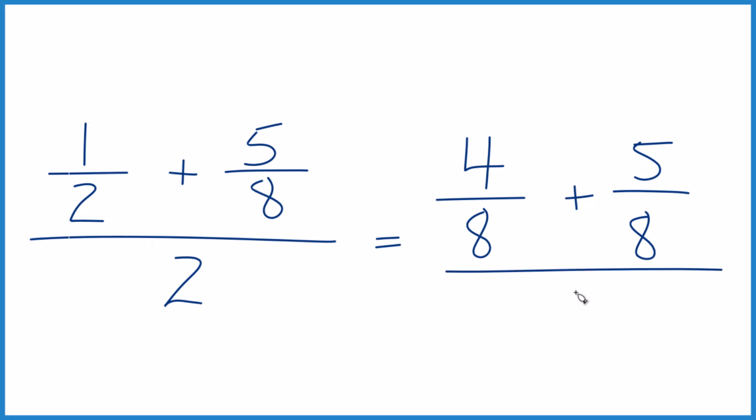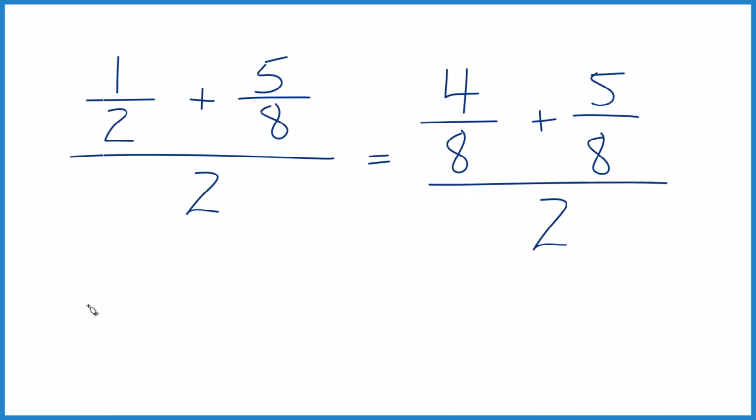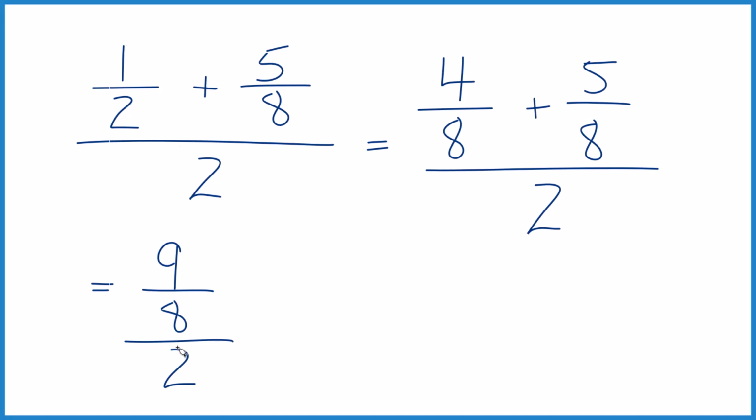And remember, this is all divided by 2. So we end up with 9/8 over 2. And remember, the 9/8 came from 4/8 plus 5/8. That's our 9/8. So you could rewrite this as 9/8 times 1/2. We'll take the reciprocal of 2, that's 1/2. So we could call it 9/8 times 1/2.